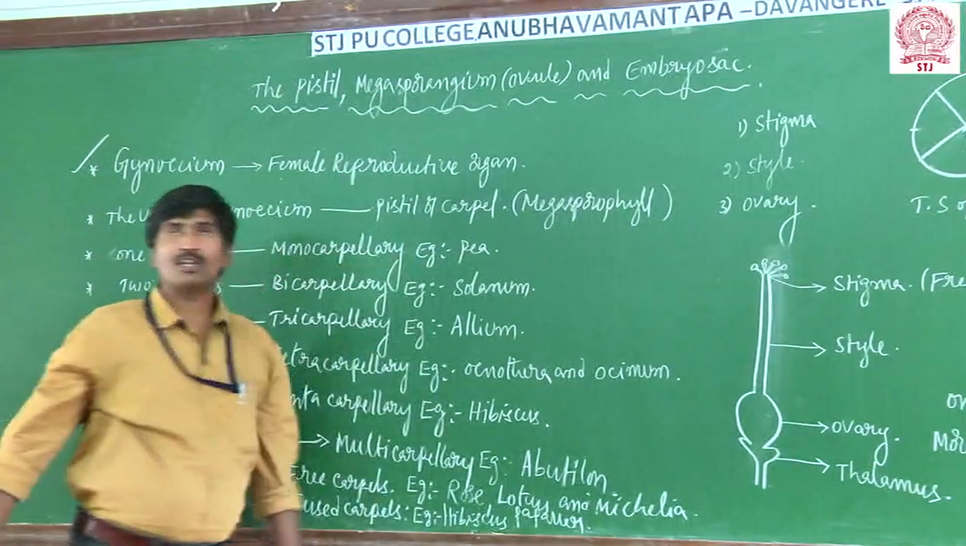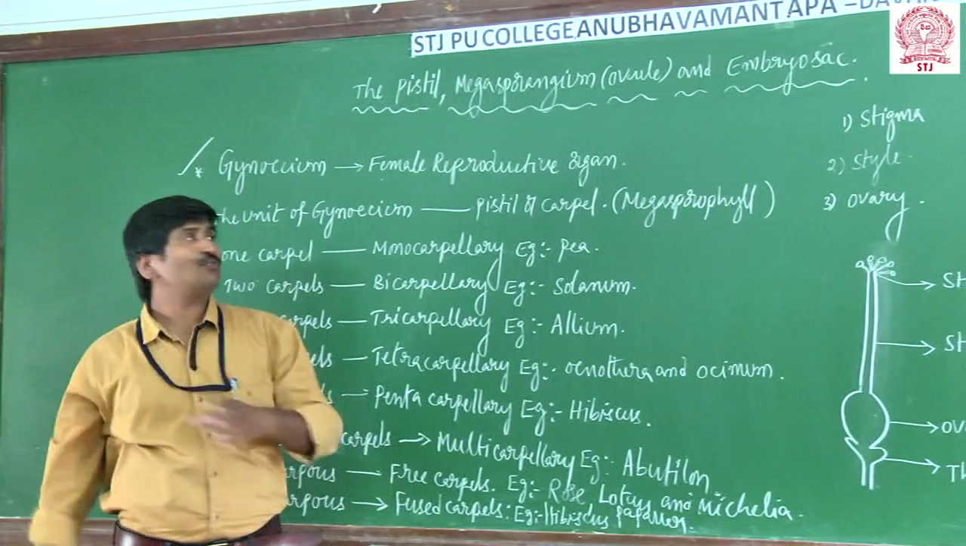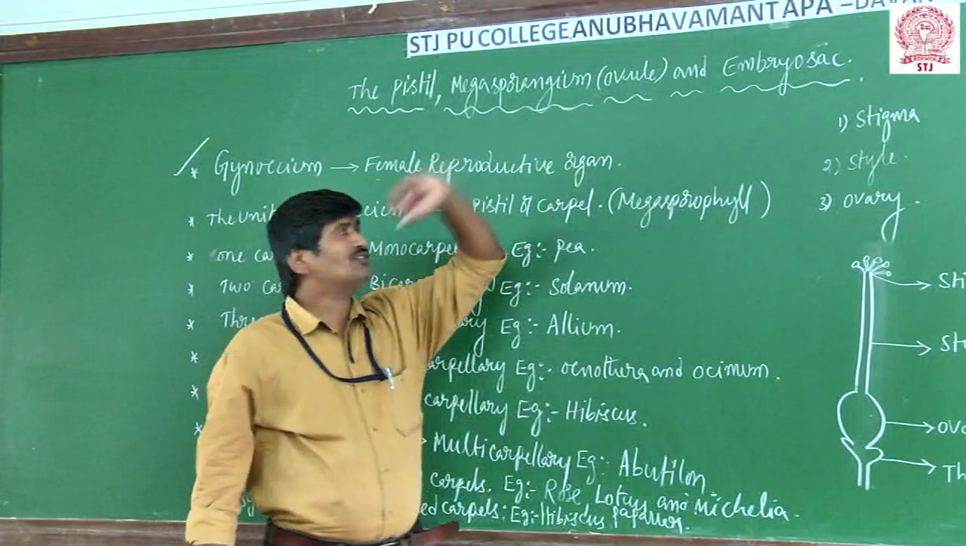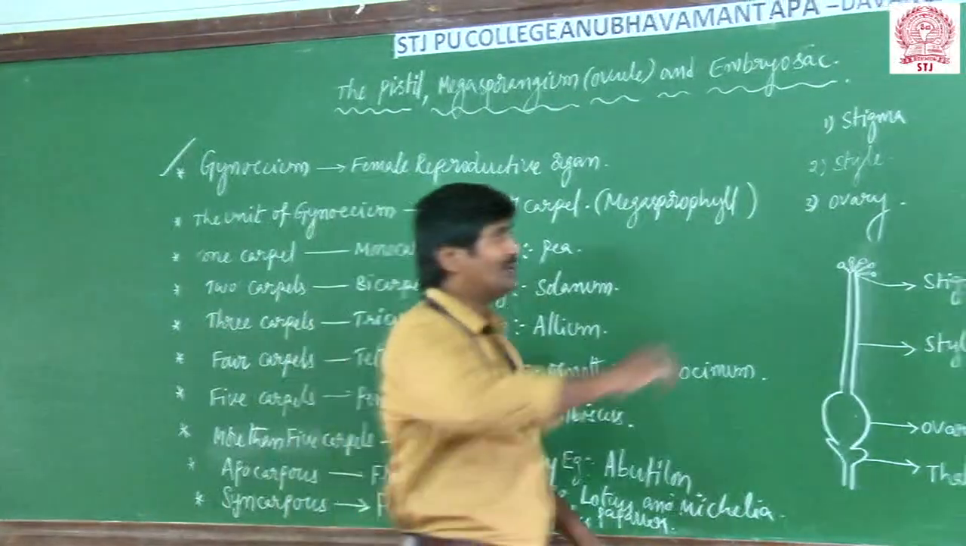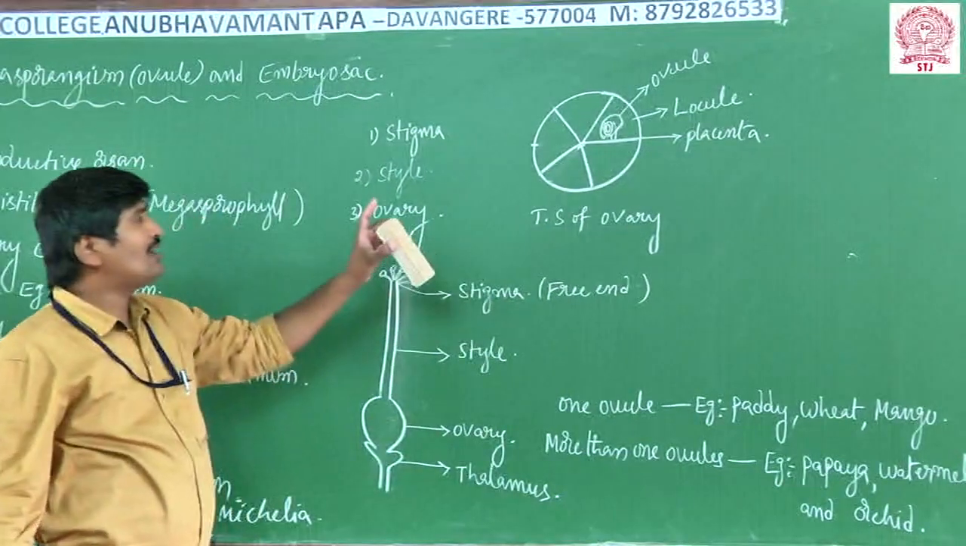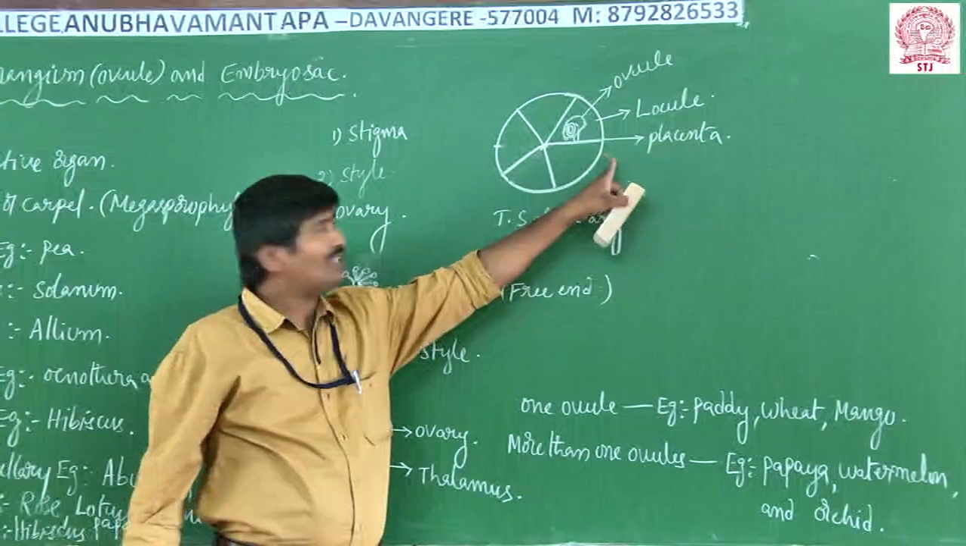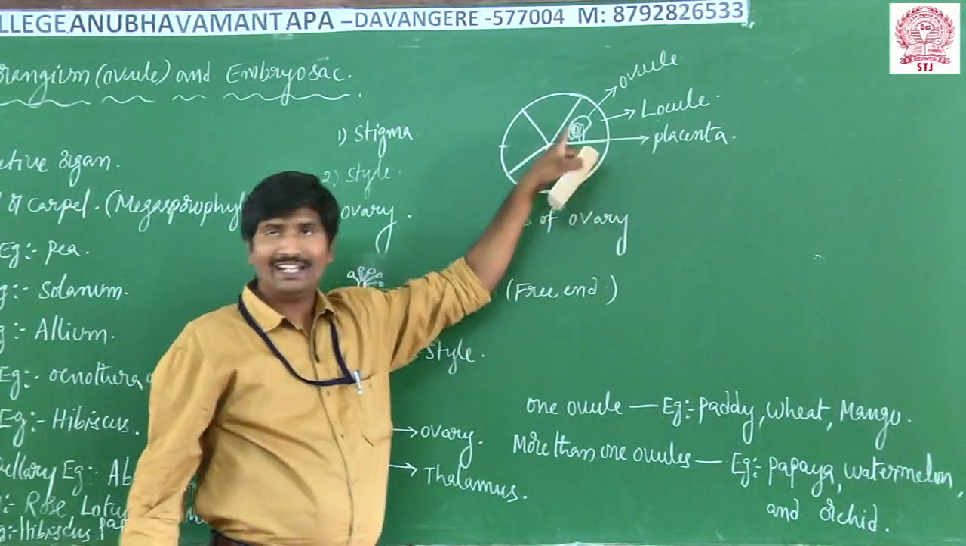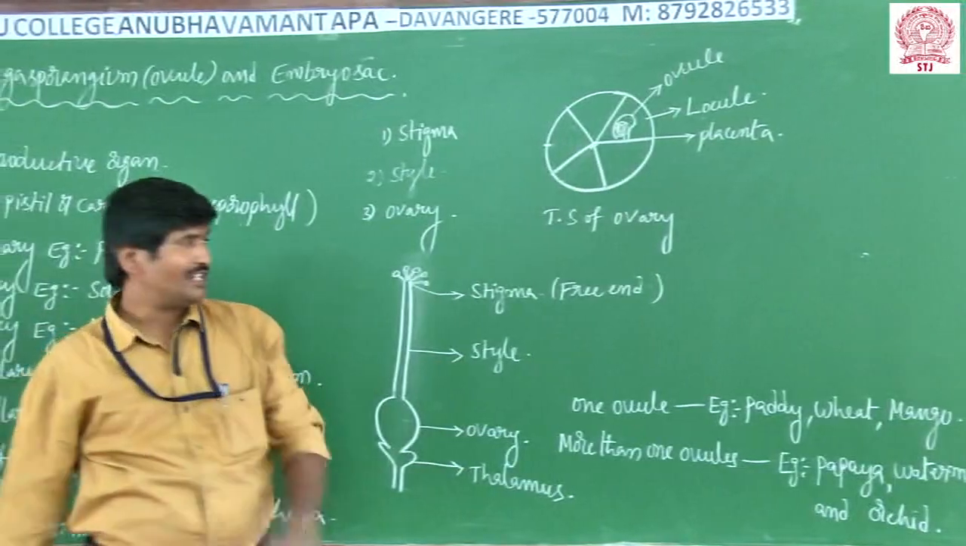Next one, the Megasporangium. The Megasporangium is also known as the ovule. Next, where the ovules are arranged: the arrangement of ovules on the placenta within the ovary is known as placentation.